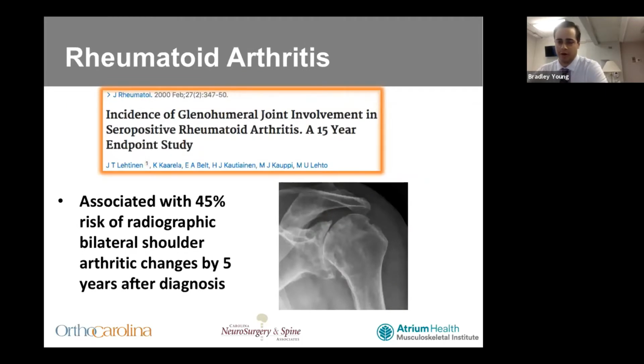Now to rheumatoid arthritis, which could be an hour talk within itself, but we'll briefly go over it. This is often diagnosed in young females between the 2nd and 5th decades of life. Specific to the shoulder, studies have shown that rheumatoid arthritis has been associated with a 45% rate of bilateral radiographic erosion within only 5 years of diagnosis, and this study was performed before DMARDs were readily available.